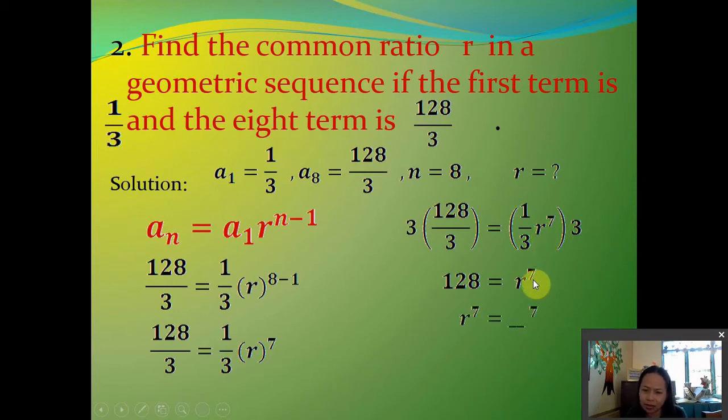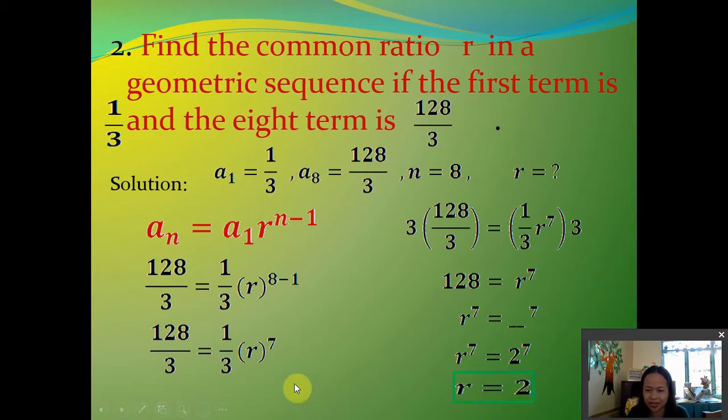Okay. Next, you are going to think of a number that if you are going to make it the base, or replace r with it in r exponent 7, it will become 128. So what do you think is the number that if you are going to raise to the power of 7, it will become 128? Or simply look for the 7th root of 128, and that is 2. Okay, so here is the 7th root of 128. That is 2 times 2 times 2 up to 7 times. That is equal to 128. Therefore, our r here is equal to 2.